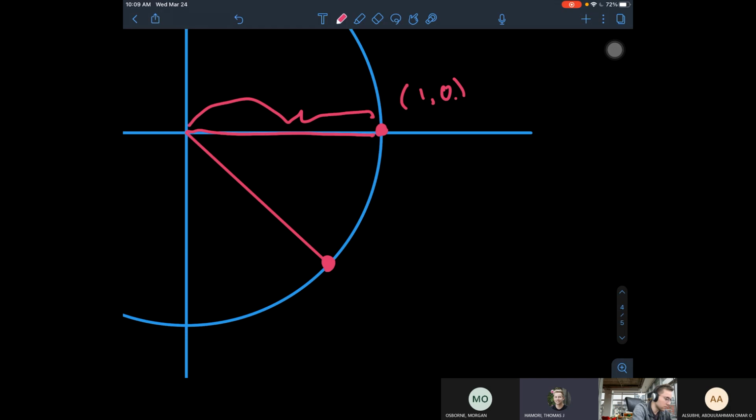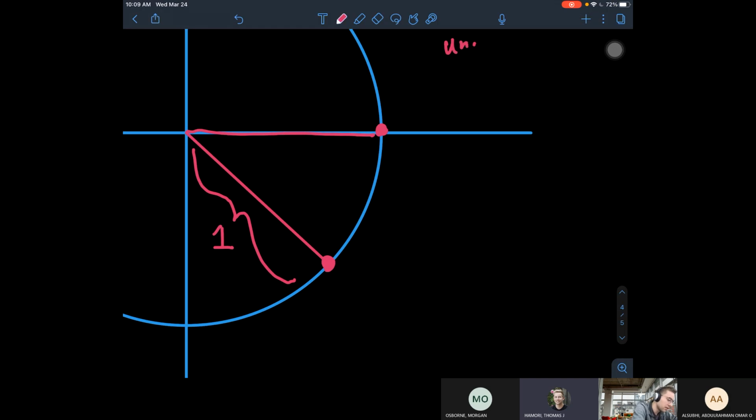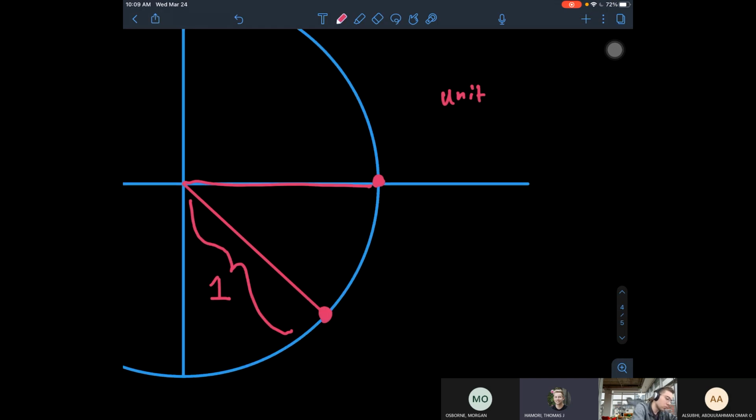Wouldn't that be 1? That's right, this is 1. So if I take this distance here and I just move it down here, what's this distance? Wouldn't that still be 1? That's right, still 1. That's the property of the unit circle. That's the reason we call it the unit circle. Unit means 1.